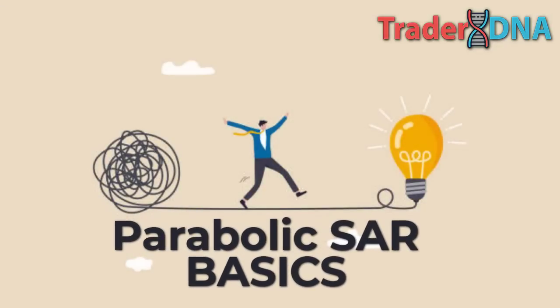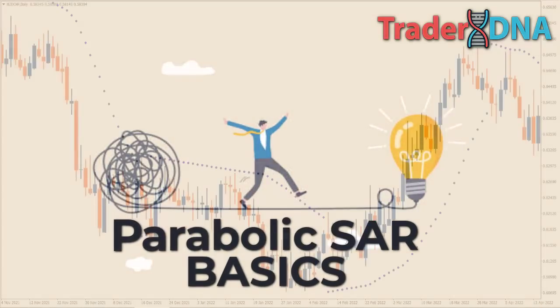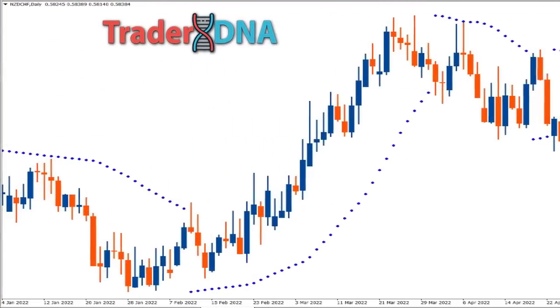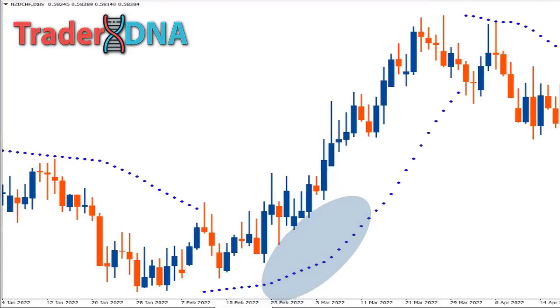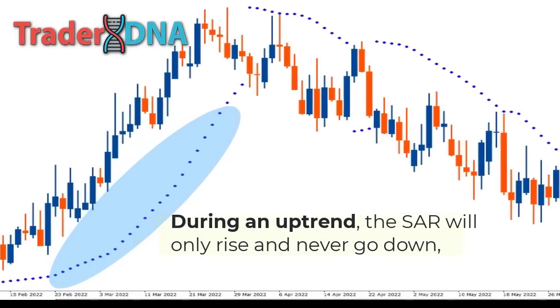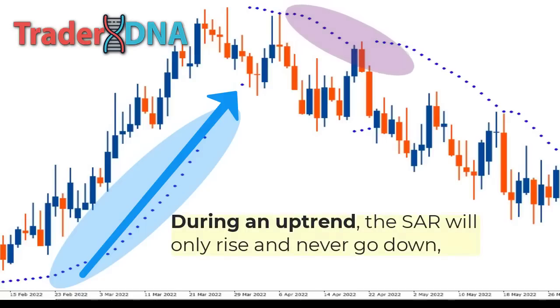Parabolic SAR basics. The SAR rises below price as long as the price is in an uptrend. The idea behind the parabolic SAR is that it signals a trailing stop loss, and during an uptrend, the SAR will only rise and never go down, always increasing the protected unrealized profits. When the price reverses and falls below the SAR after an uptrend, then the direction changes and the SAR rises above price, acting as a trailing stop for the downtrend.